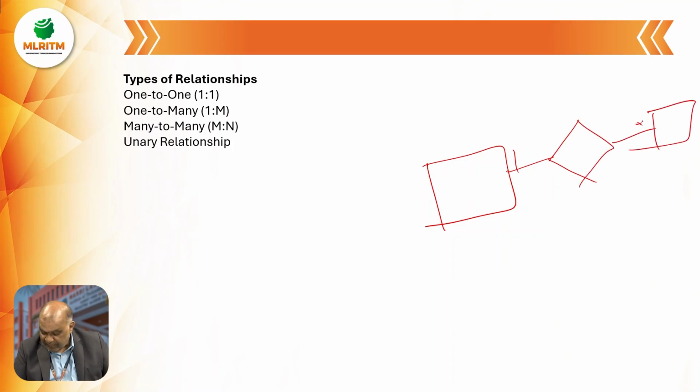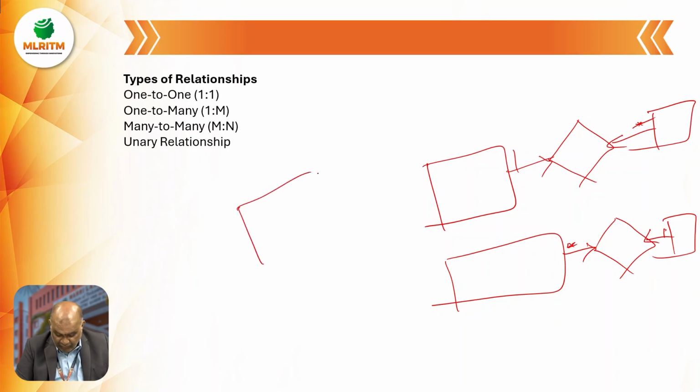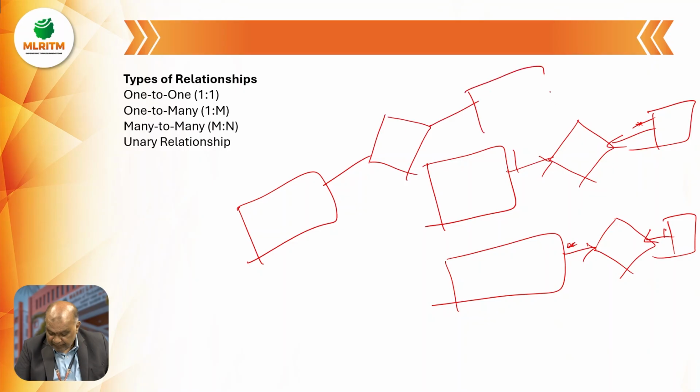One to many, we represent with star, and many to one, we represent in this way. And many to many is represented in this way. Star to star. So this is many to many. So in this way, we can represent different types of relationships.